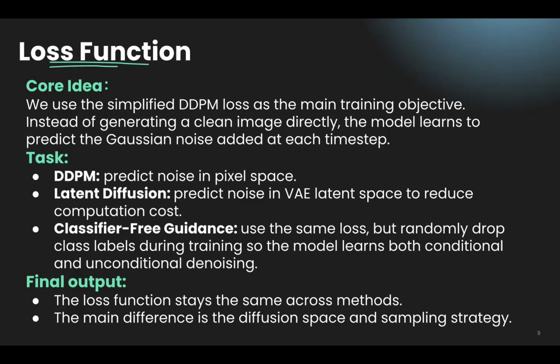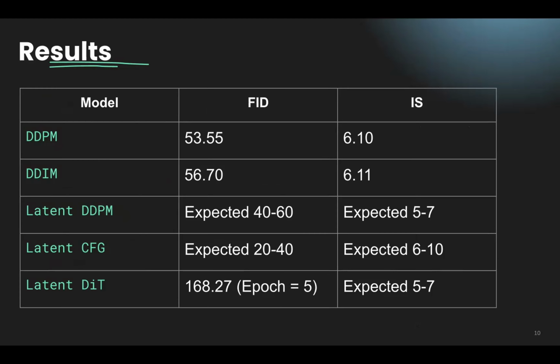For our results, DDPM and DDIM achieve a similar inception score, but the DDIM has a slightly higher FID. This suggests that DDIM can speed up sampling and also increase distribution matching quality. For latent DDPM and latent CFG, these are our expected ranges. For the final model, latent DiT, the current FID is a little high at epoch 5, but this is still an early training result. And after full training, we expect this model to outperform the previous 4 models because the transformer-based structure should have stronger modeling capacity in the latent space.